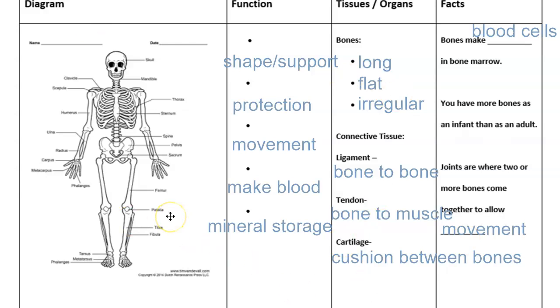Now your notes chart is complete. Notice you have a great diagram, including some names if you're interested in learning some of the names of the bones. You've got the functions, which are more than you might have thought for the skeletal system. You've got some important types of bones, and then some really important names of the connective tissues. And then some fun facts.